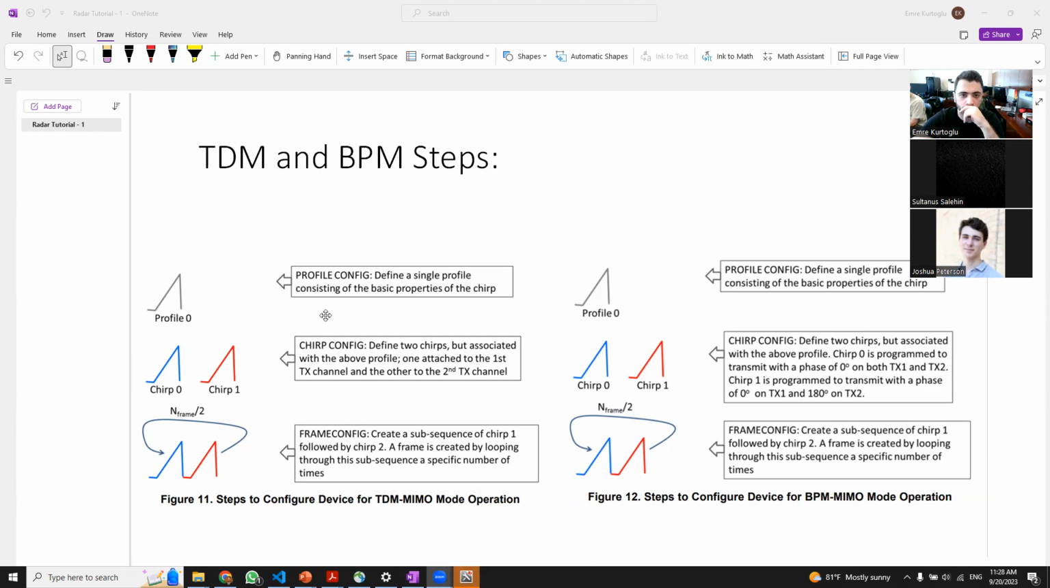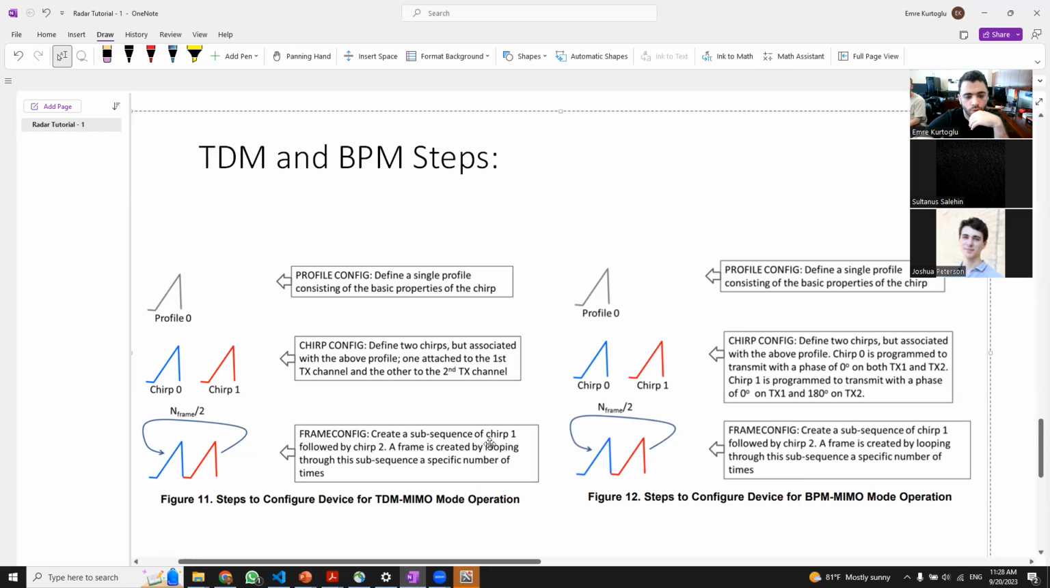Okay, it's recording. So now, in the frame configuration part, we need to create a subsequence of chirp 1 followed by chirp 2. So we need to create this chirp loop, and we need to repeat it chirps divided by 2 times, because in each chirp loop we have 2 chirps. So the number of chirp loops is going to be your total number of chirps divided by 2. And a frame is created by looping through this subsequence a specific number of times.